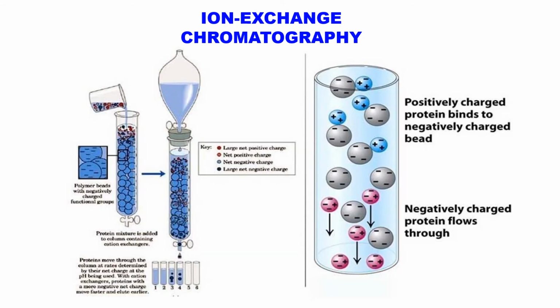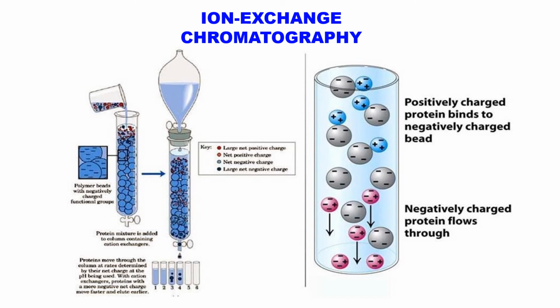So now let's come to ion exchange chromatography. This chromatography is based on the binding of opposite ions and repulsion of like ions, and also on the relative higher or lower positive or negative charge of a particular component.